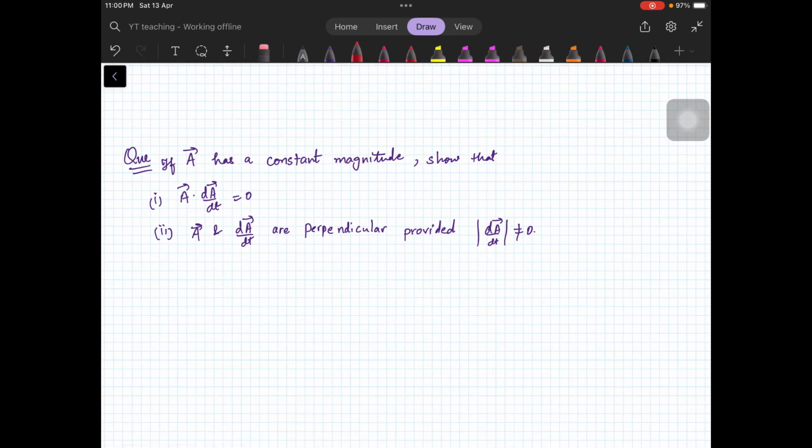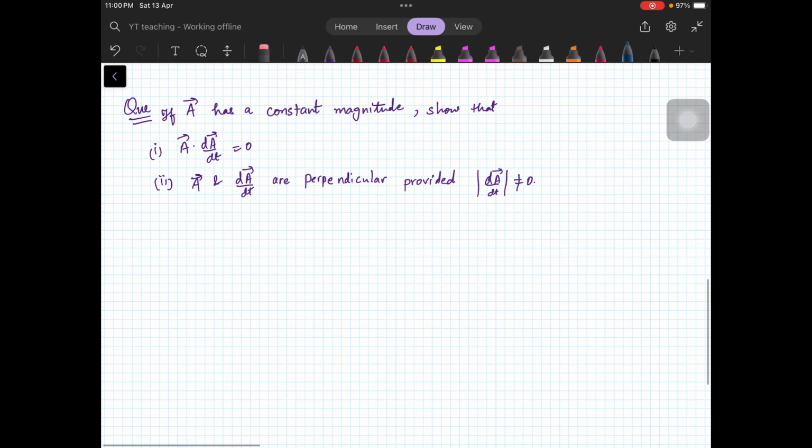Now look at the next problem. These problems are just to give you an idea of what kind of problems you can face when you are dealing with vector calculus. Okay, so practice makes a man perfect. So you have to practice, practice and practice. So let us read this question.